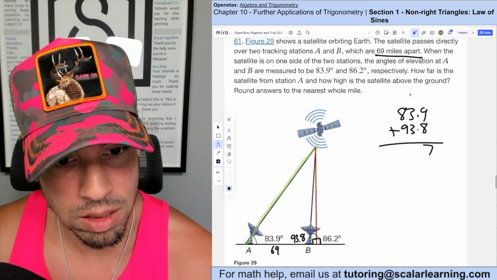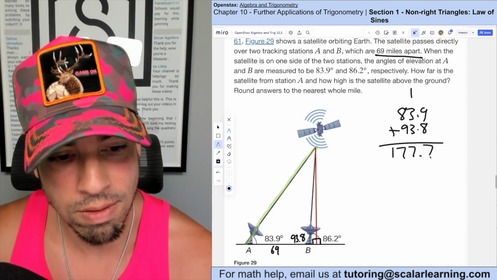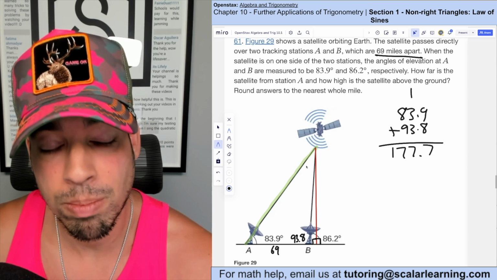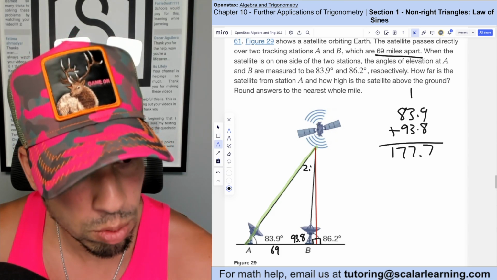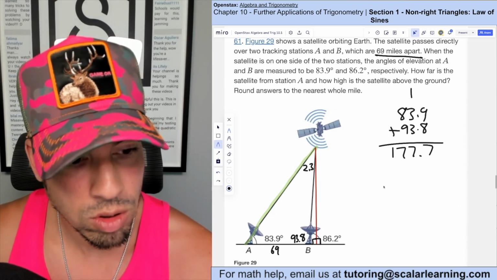Boom, add them up, we get 7. That's another 7, and then that's 17. This is 177.7 degrees, which means this angle up here has to be a small little 2.3, because 2.3 plus this adds up to 180. All right, now we can use the law of sines.